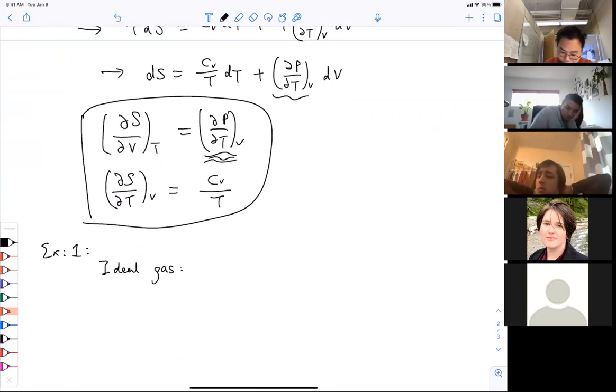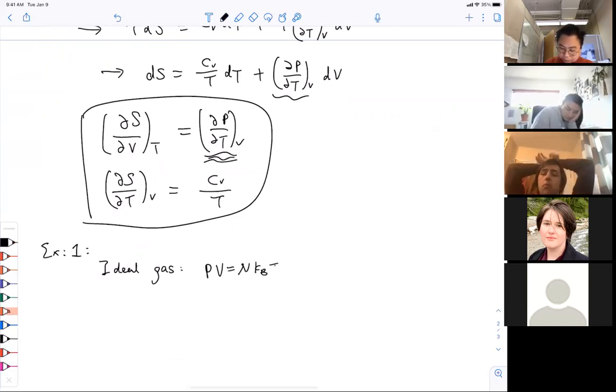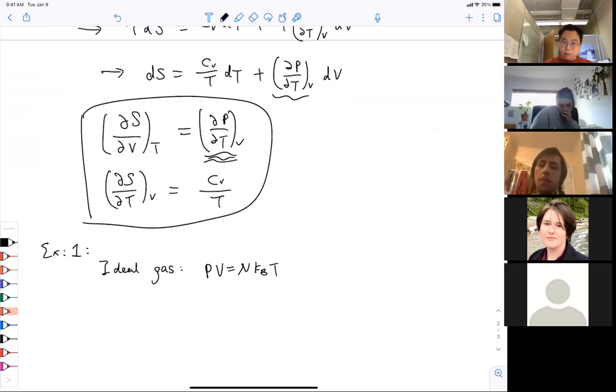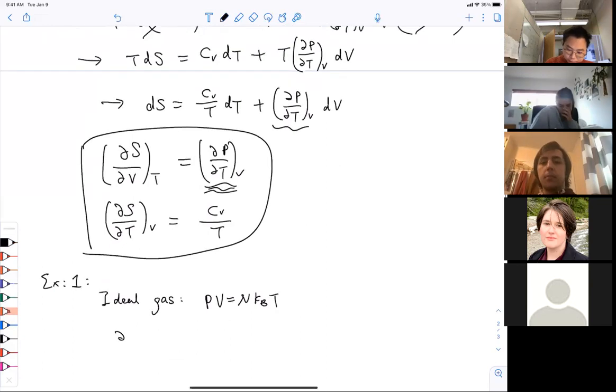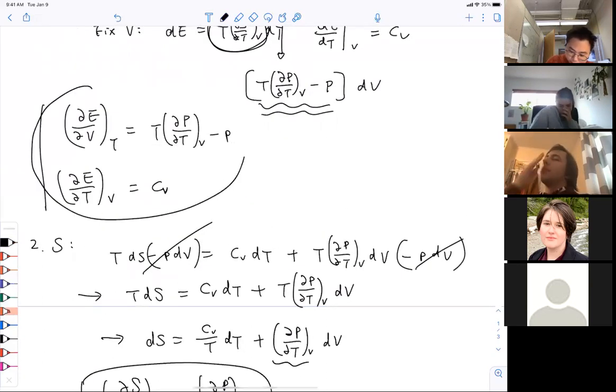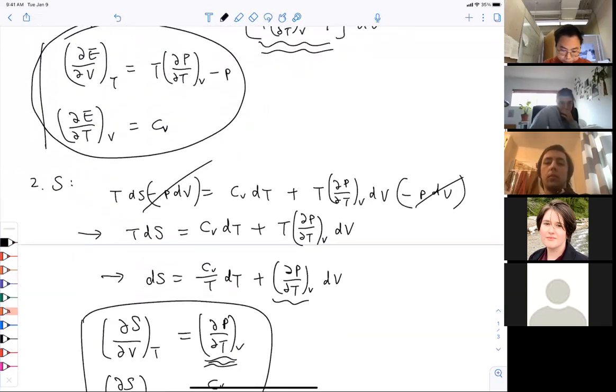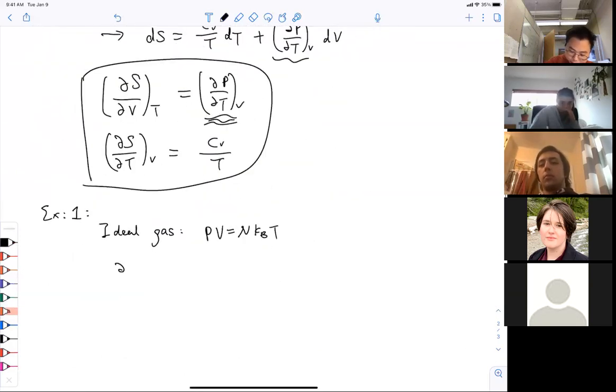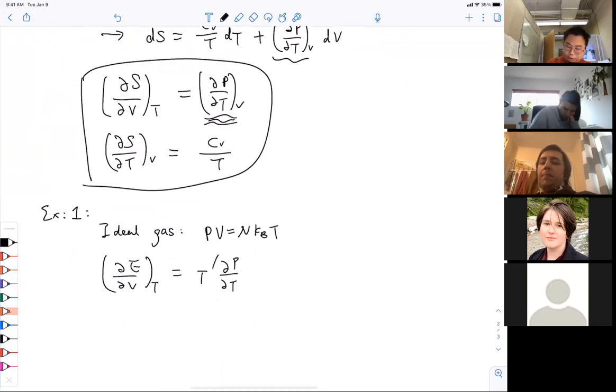Now for the ideal gas, it's very simple: PV equals N kBT. Let's look at the energy. We only need this one, right? So partial E, partial V at fixed T gives us T partial P partial T at fixed V, minus P.